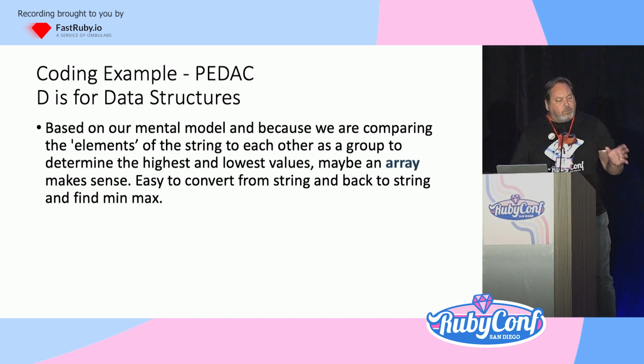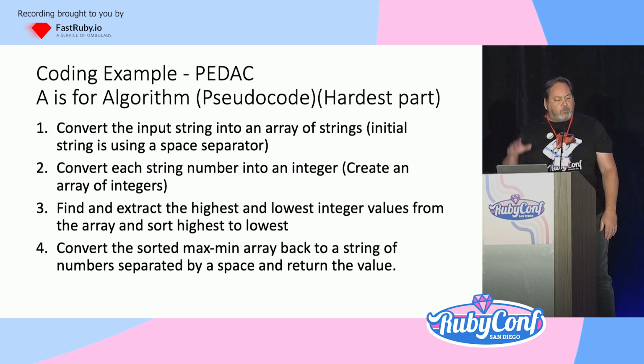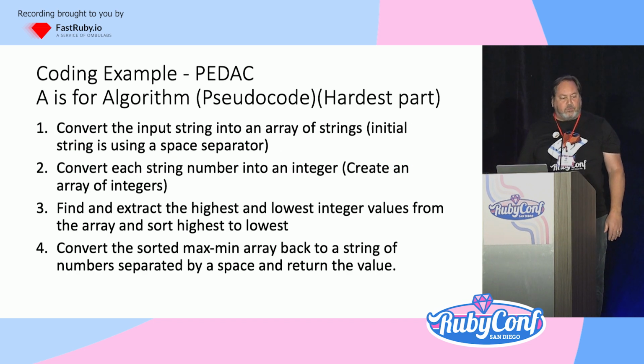So I'm going to go with an array as a data structure, based on my mental model; that seems to make the most sense. So this is my algorithm, 4 steps. Convert the input string into an array of strings. Convert each string number into an integer, creating an array of integers. Find and extract the highest and lowest integer values from the array and sort highest to lowest, and then convert the array back to a string at the end.